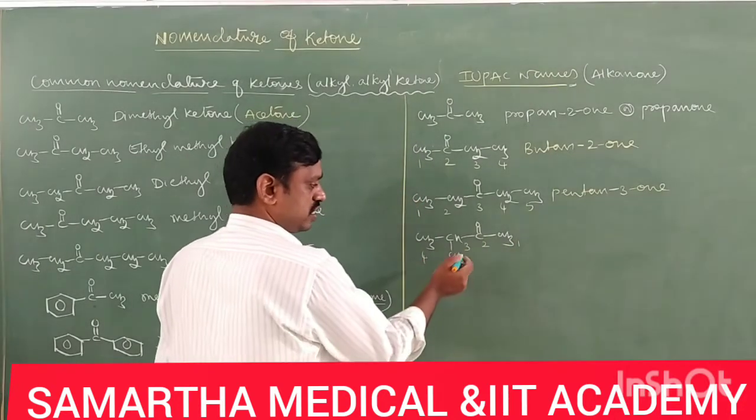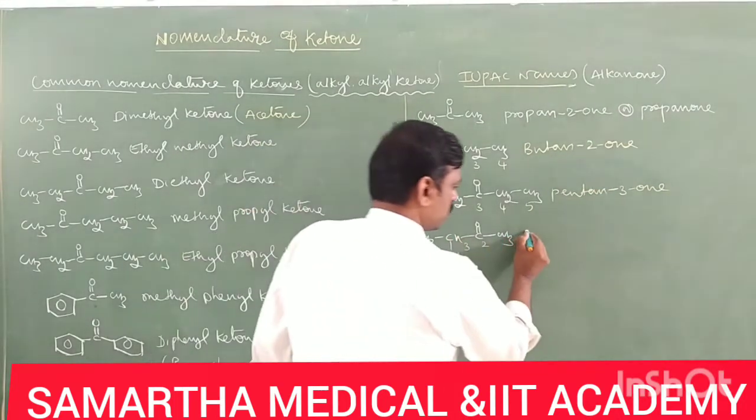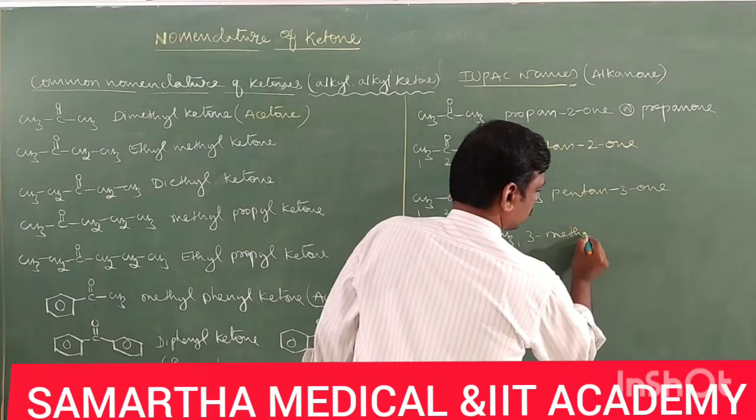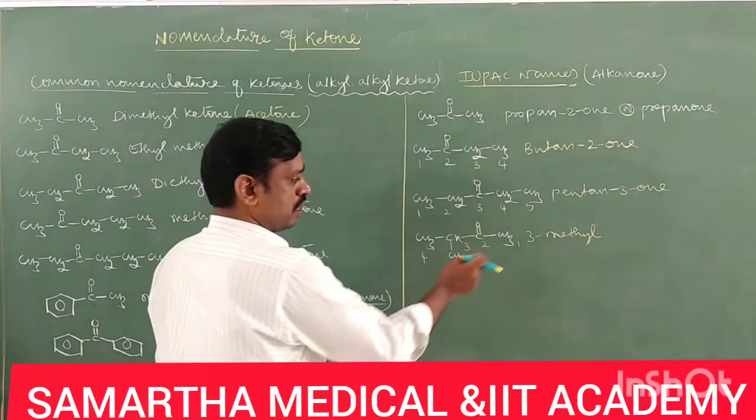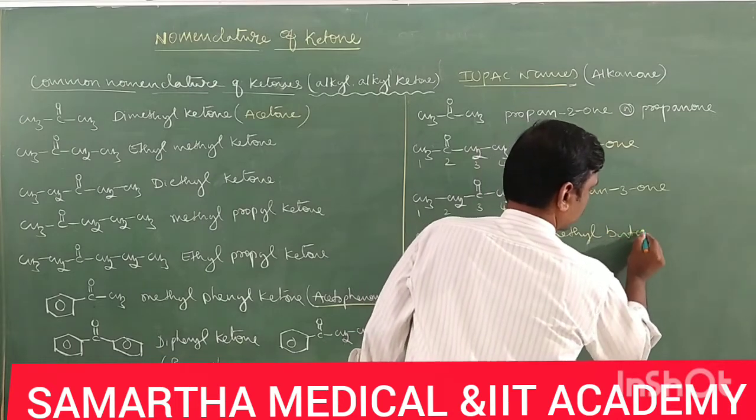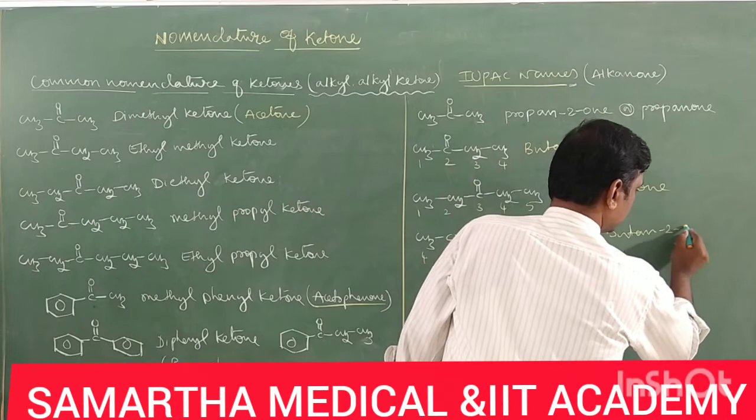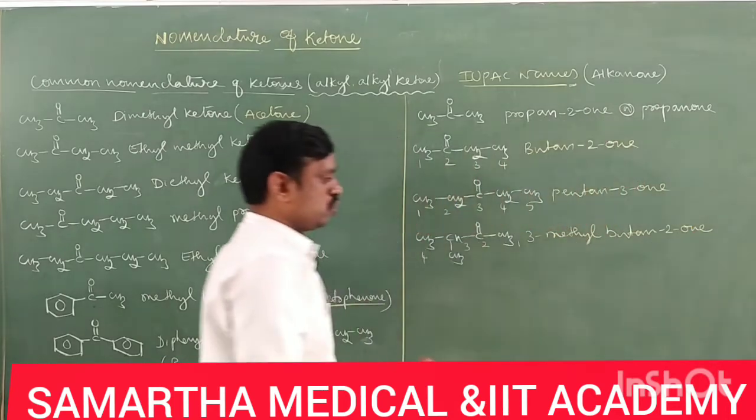So therefore, on the third carbon a methyl group is there, therefore it is 3-methyl. Meth, eth, prop, butane. On the 2 carbon the keto group is there, so butane-2-one.